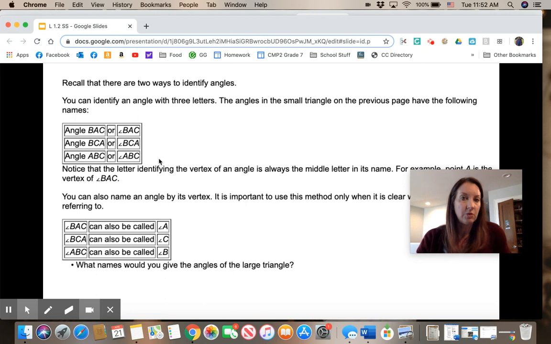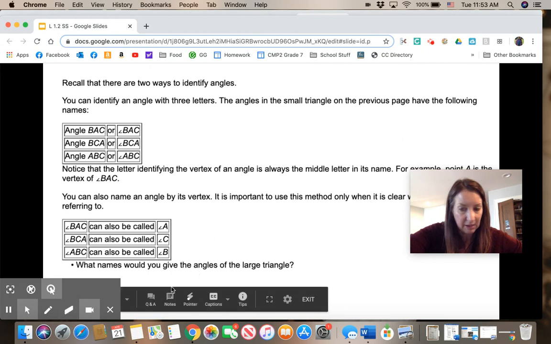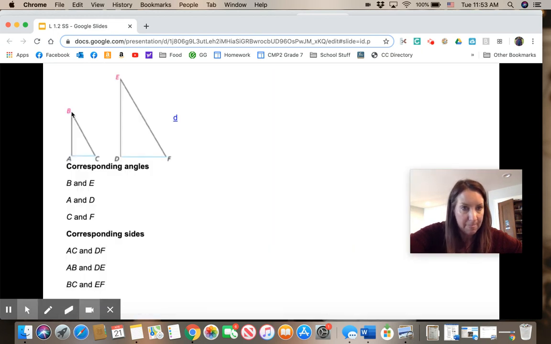So remember, there are 2 ways to identify angles. You can identify an angle with 3 letters. The angles in the small triangle on the previous page have the following names. So BAC or angle BAC. So they have the word, or you use that little angle symbol. Remembering that when you're doing an angle, the vertex is always the middle letter. So in angle BAC, A is the vertex. Let me see if I can get back to the previous page, right? So BAC would be talking about this corner angle here, and it would correspond with EDF.